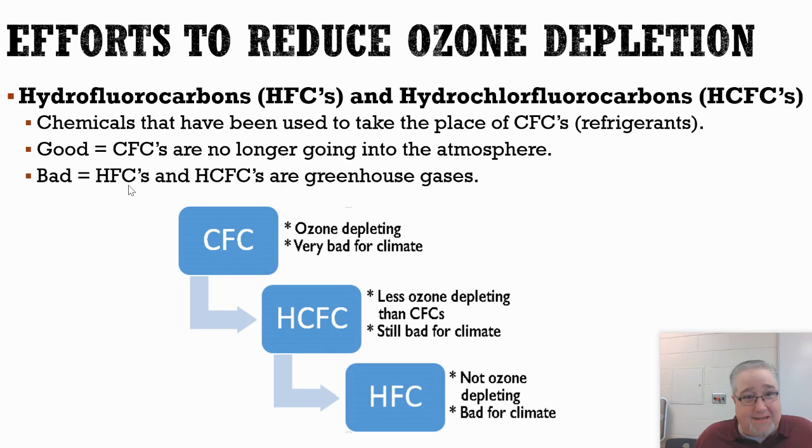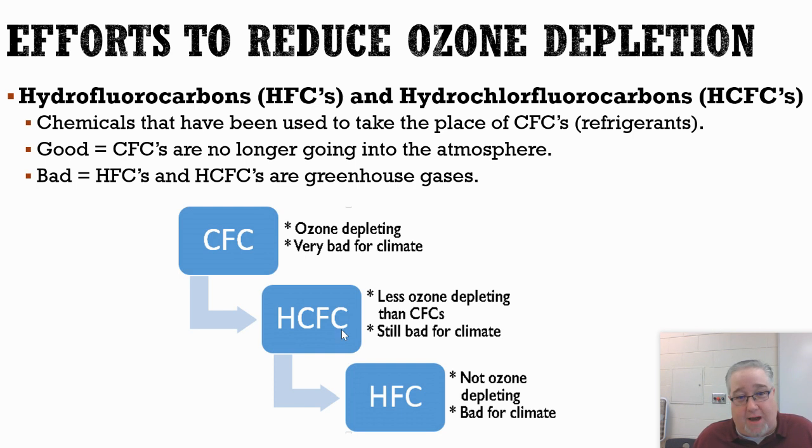The bad thing about these is that they're actual greenhouse gases. Greenhouse gases are things that trap heat. So it's kind of like we're trying to solve one environmental problem and creating another one. The best thing would probably be to not put any of this stuff in the atmosphere, but we all like to go to our fridge and have a cold beverage once in a while. These are the chemicals that we use to do that.